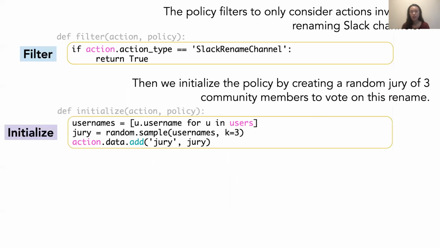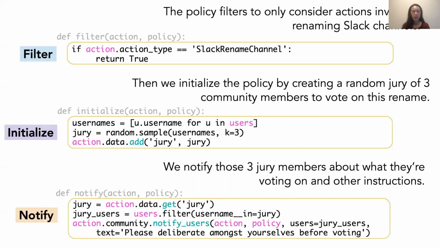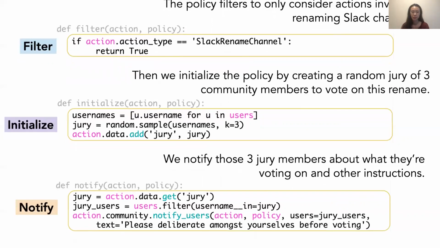Then in the initialize function, we set up anything we need to get the policy going. So in this case, we need to set up a random jury of 3 community members to vote on this rename. Then in the notify function, we now notify any users on the platform about this action and solicit votes. So in this case, we notify the jury members about what they're voting on, and we give them instructions.